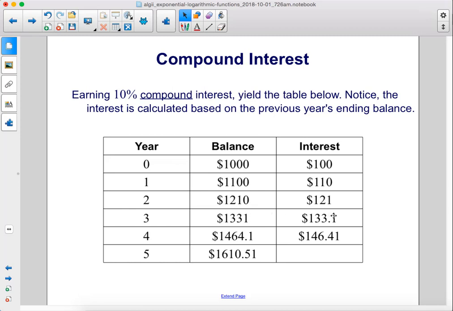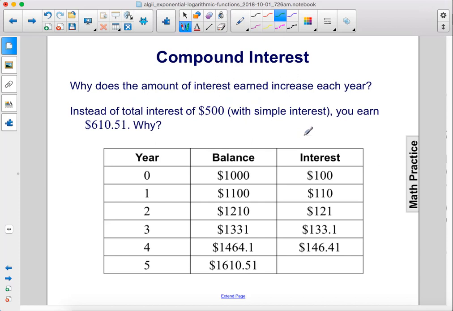10% of this gives us $133.10. We add that to our balance, and we get $1,464.10. Then we take 10% of this, giving us $146.41. When we add that to our balance, we get $1,610.51.